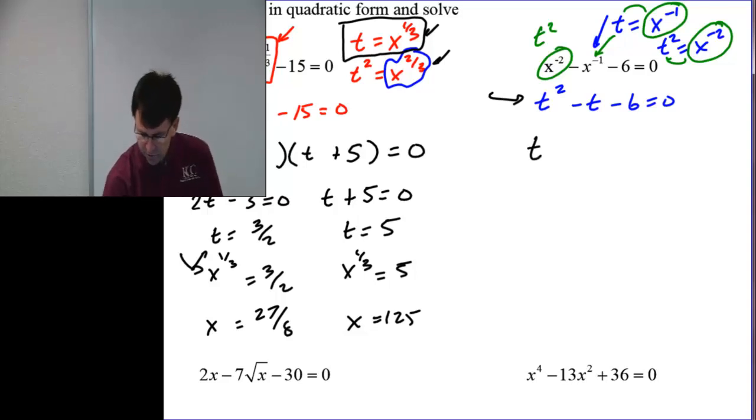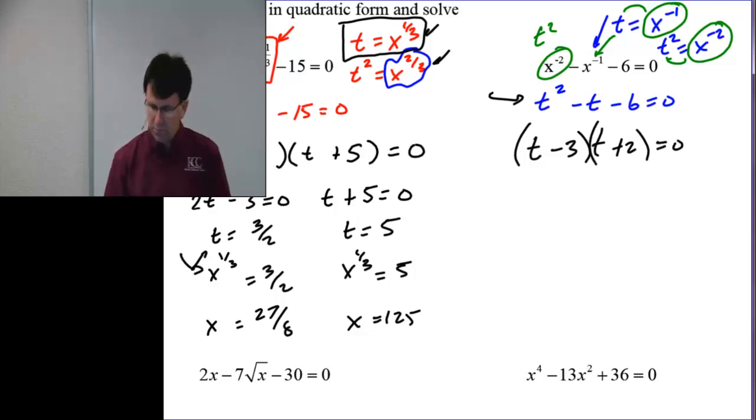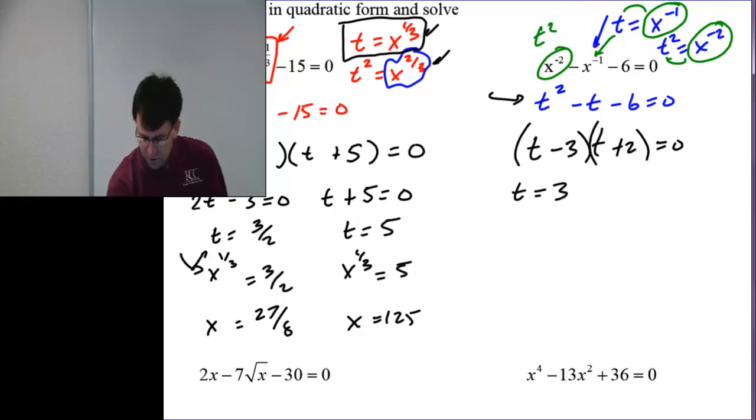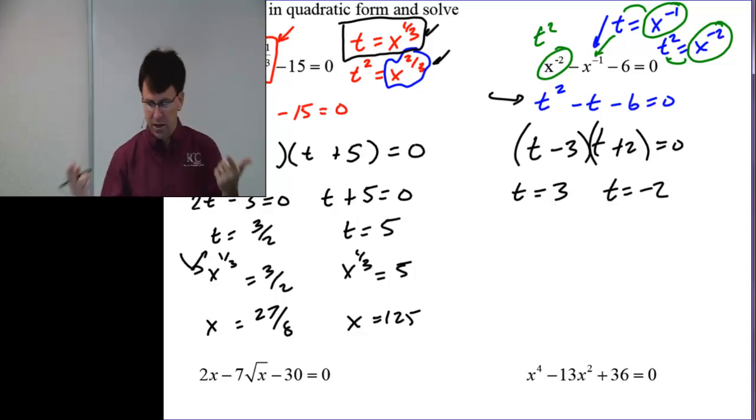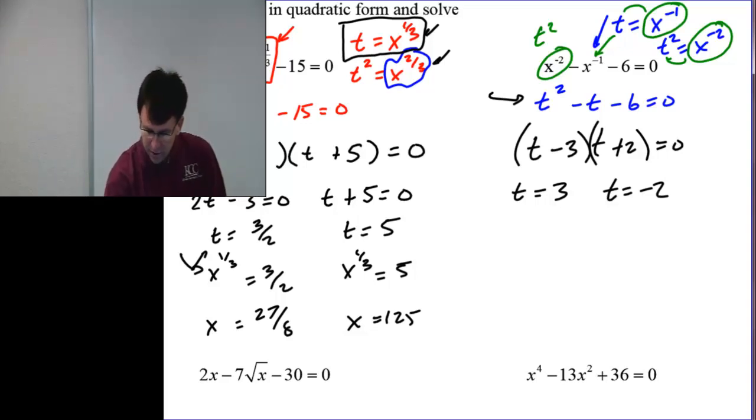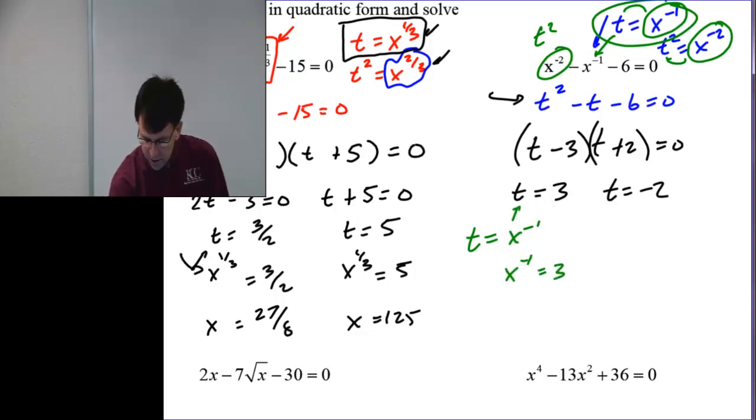Where this can factor, this is going to be t minus 3, t plus 2, and that equals 0 in my factored state. Nice when things factor nice and clean. So t equals 3, t equals -2. We weren't asked to find t, we were asked to find x. Now, at my original statement right up here, I said t equals x to the -1. So I need to substitute this right back into here. So that means x to the -1 equals 3.